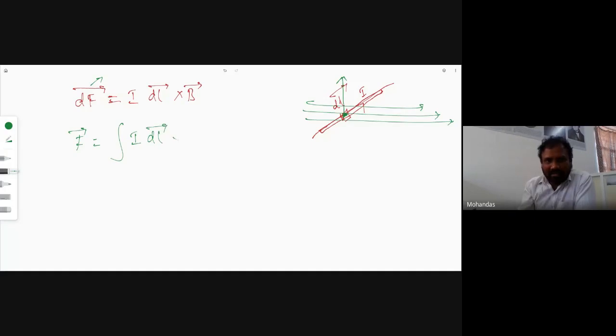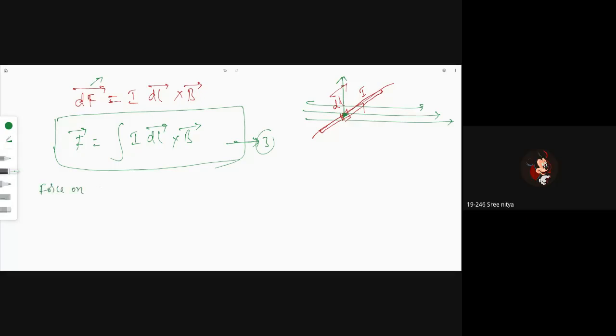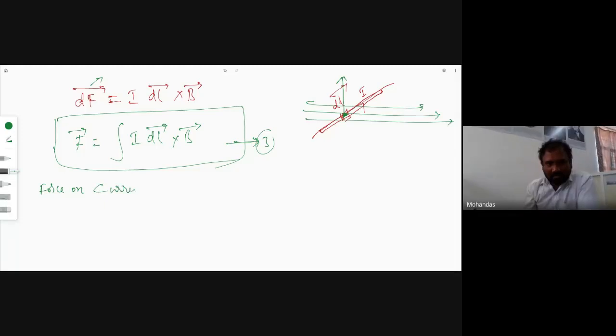So if I want to get the total force, this is the equation. This is equation number 3. This is the second force. This is which force? This is the force on a current element. This is the force on a current element.